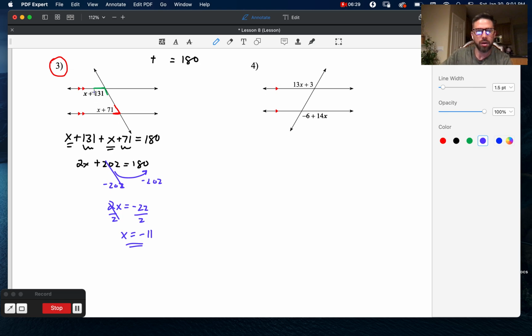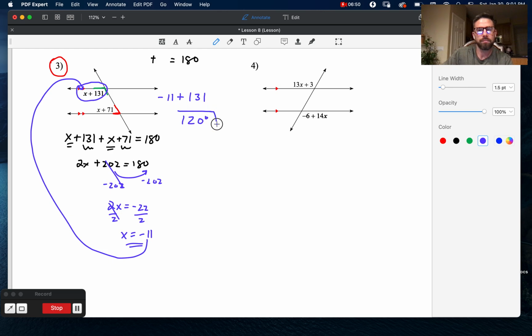Now, we've got to figure out where we're going to plug them in. They want us to find the angle in bold. This is the bold angle. So we take this negative 11 and we put it right up in there for x. So what we have is negative 11 plus 131, which I think is 120, and put a degree sign after it. Boom. Boom, boom, boom.